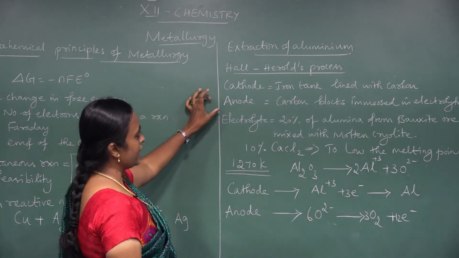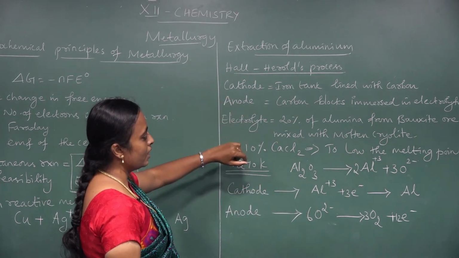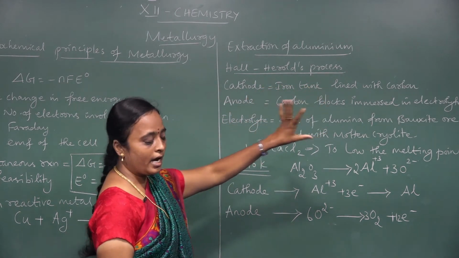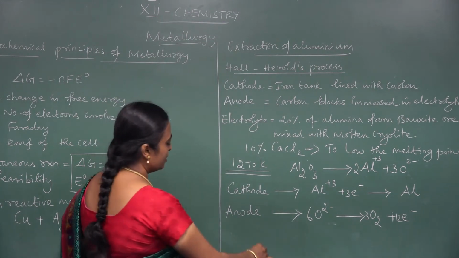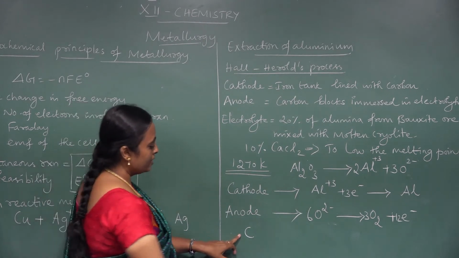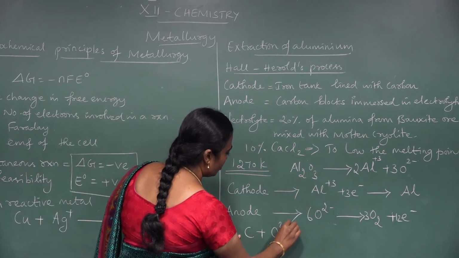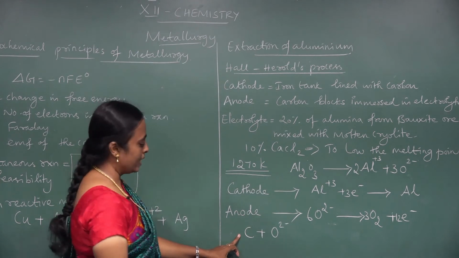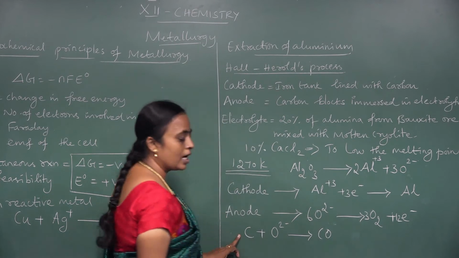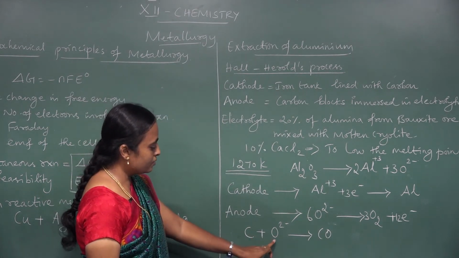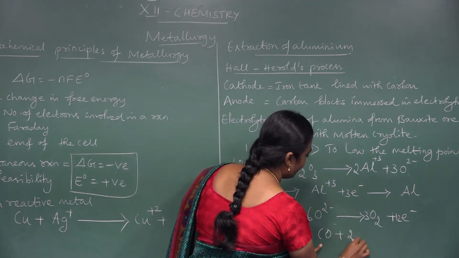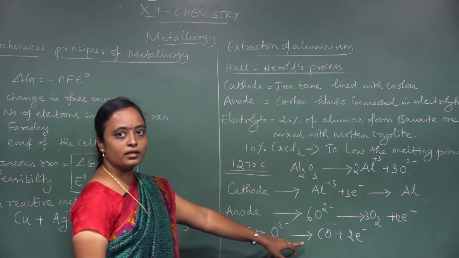And where we have used anode, now carbon blocks immersed in the electrolyte. So usually this carbon undergoes reactions at the anode. What type of reaction? At the anode carbon is present. Okay. So carbon reacts with O2-, and you will get carbon monoxide. C reacts with O2-, you will get carbon monoxide. There will be liberation of 2 electrons.